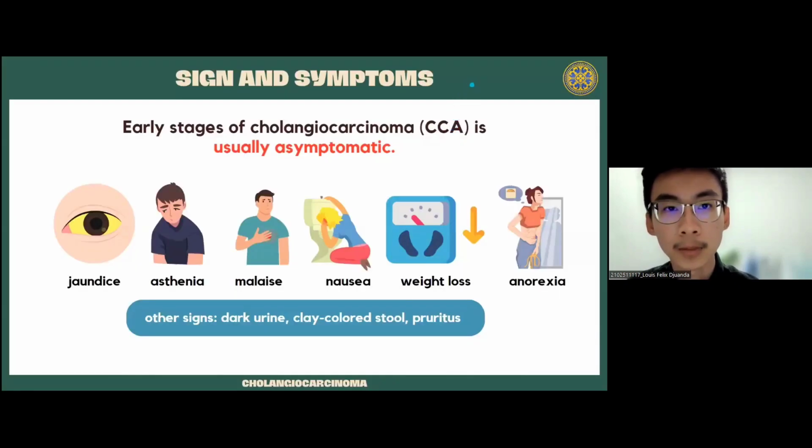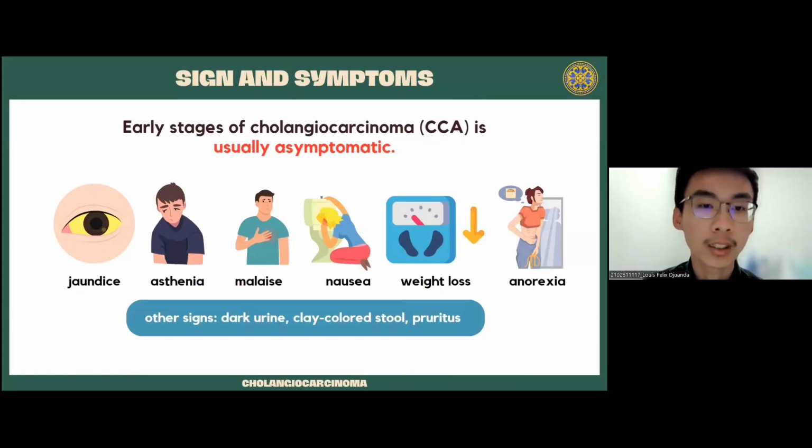Okay, I will continue the presentation. My name is Felix Djuanda with the last digits of the student number 11. I will explain about the signs and symptoms of CCA. The early stage of CCA is usually asymptomatic, but the most common symptom shown in CCA is jaundice. But in intrahepatic CCA, jaundice is less frequent, but usually followed with asthenia, malaise, nausea, and weight loss. Also anorexia. The other signs we can find in CCA are dark urine, clay-colored stool, and pruritus.